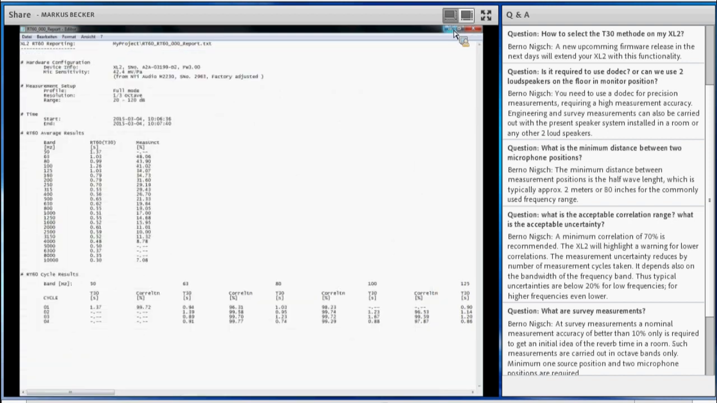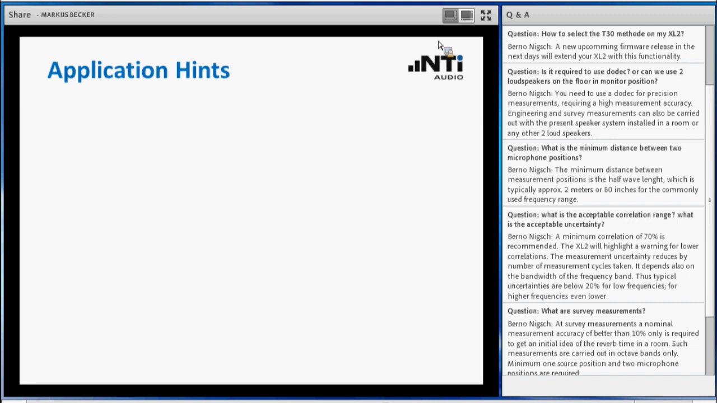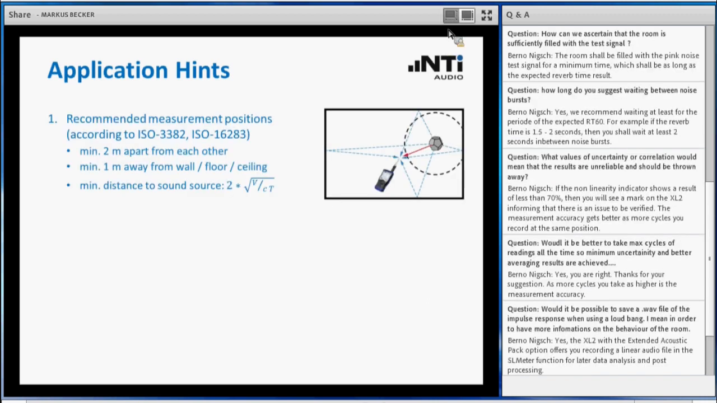Let's get back to our slideshow. Some application hints. First of all, the recommended measurement position. When you move around within the room from position to position, please keep a distance of minimum 2 meters apart from each other. Furthermore, please obey that the microphone has to be placed minimum 1 meter away of any reflecting surface like the floor, the wall, or the ceiling.